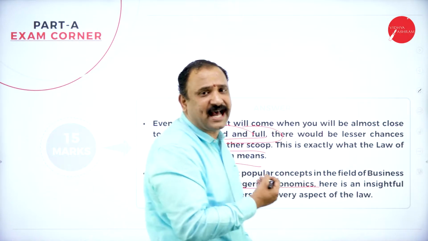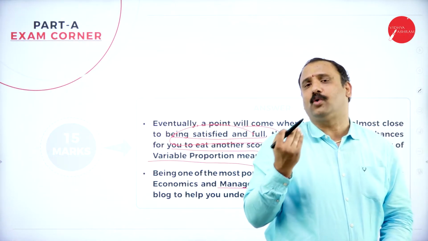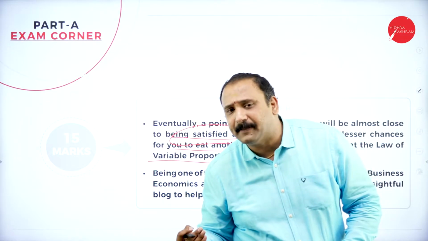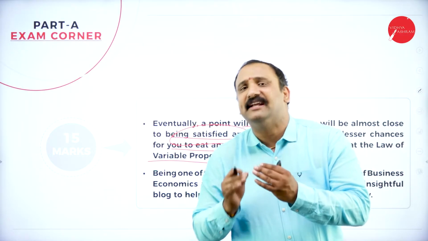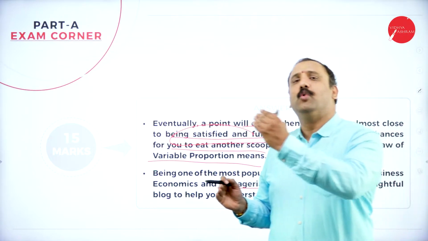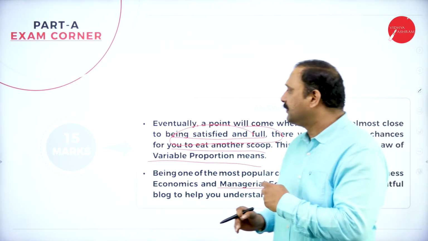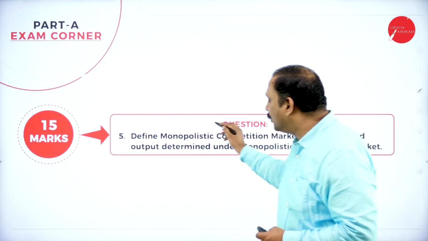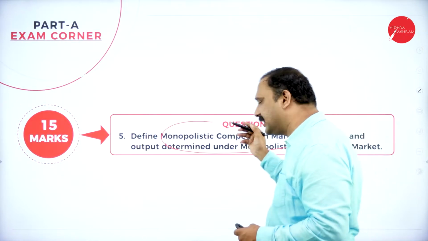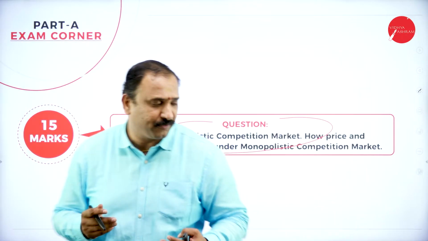While writing this answer, you can bring out your own examples, underline the point, and highlight the need for satisfaction versus that of numbers. Now the next question: define monopolistic competition market, and how price is determined as an output factor here.